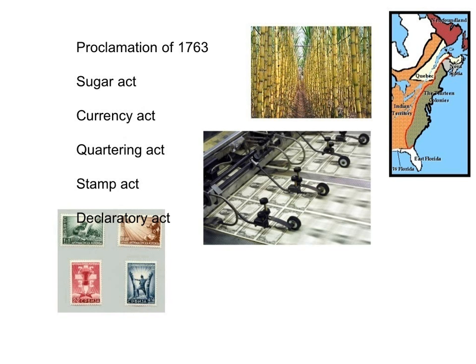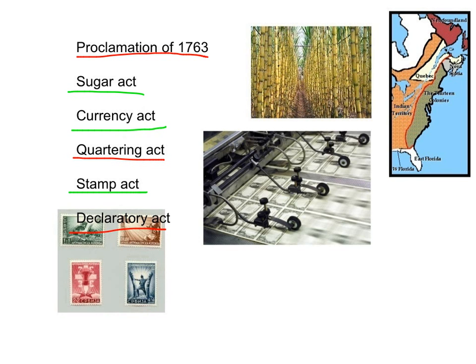The economic laws being the Sugar Act, the Currency Act, and the Stamp Act. The social ones being the Proclamation of 1763, the Quartering Act, and the Declaratory Act. The Sugar Act made it to where there was a tax on sugar, which was used in a lot of things like rum and other things. The Currency Act made it where only Britain could print money, and the Stamp Act taxed all written documents.